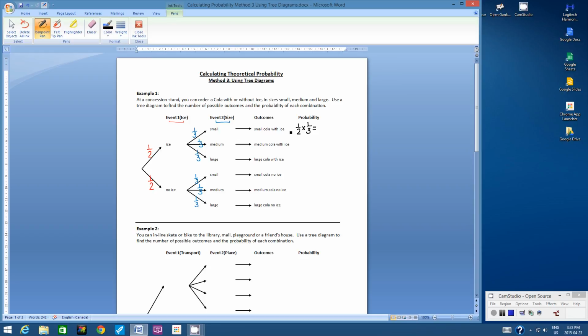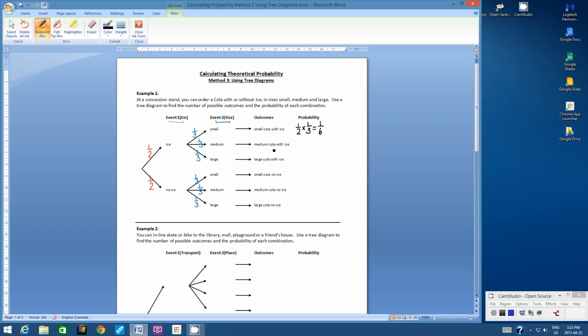Okay, so the first fraction is 1/2 because we chose ice, and that is the probability of choosing ice, 1/2. And then the second fraction is, if we go down the small branch, the probability is 1/3. So we have to multiply these fractions together. So you know how to multiply fractions. We multiply the numerator first. 1 times 1 is 1. And then 2 times 3 for the denominators. 2 times 3 is 6. So there is 1 in 6 chance of ordering a small cola with ice. Okay, so does that make sense? All right, let's go on to the next set of calculations.